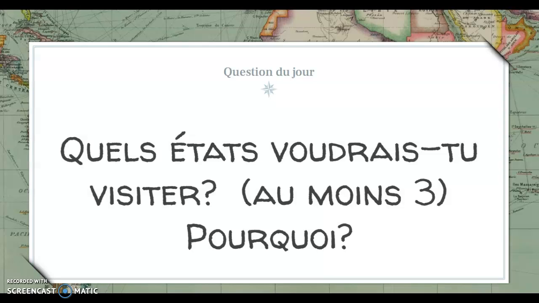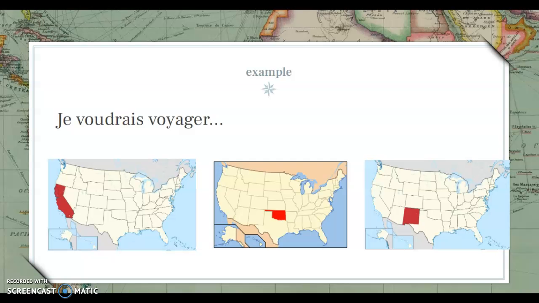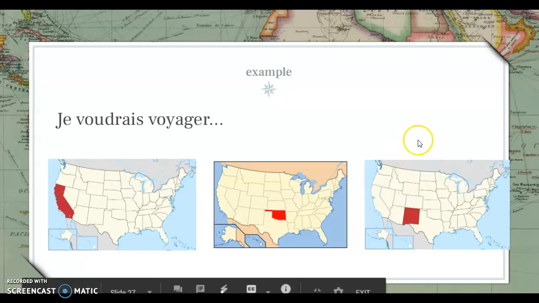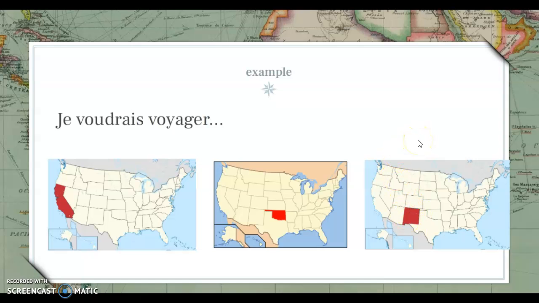The second part of your question is, quels états voudrais-tu visiter? Au moins 3. Pourquoi? What states would you? This is the conditional, which I will use in answering that. Je voudrais voyager. Ici, je voudrais voyager, moi, en Californie. Je voudrais voyager dans l'Oklahoma. Et je voudrais voyager dans le Nouveau-Mexique. Oui? And then I would explain pourquoi. Parce que, blah, blah, blah.